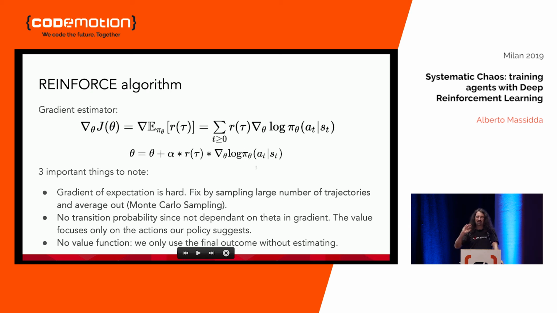The key takeaway here is these three things. First is that the gradient of an expectation is a hard thing because you are taking the derivative of probability, which is not an easy thing. So we go over that by sampling a large number of trajectories, and we average out the differences in the trajectories. And this is called Monte Carlo sampling.